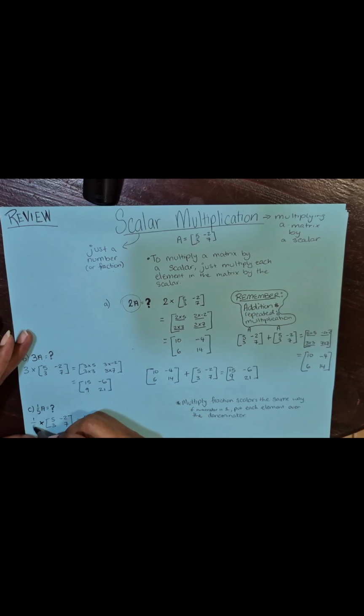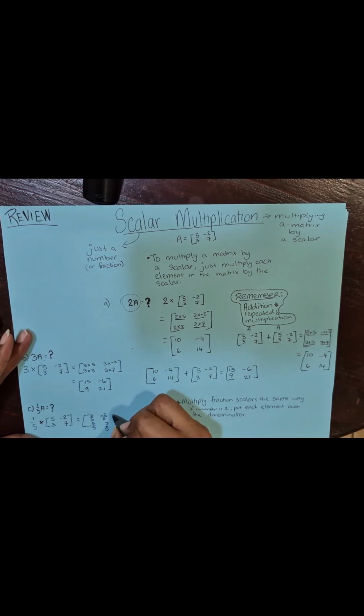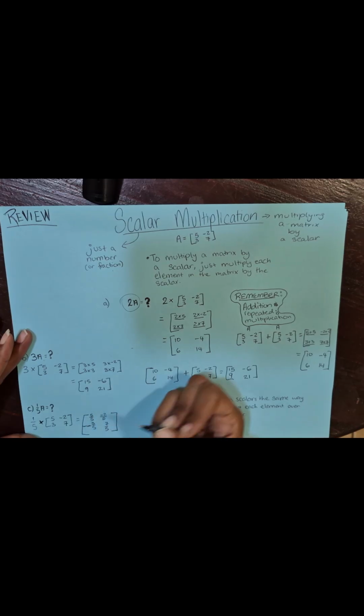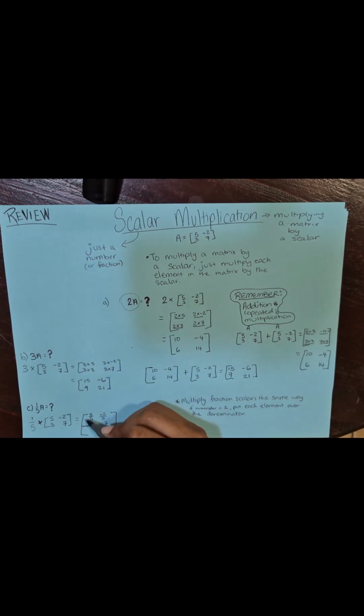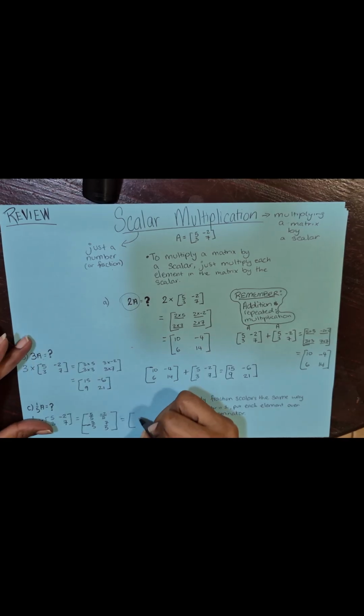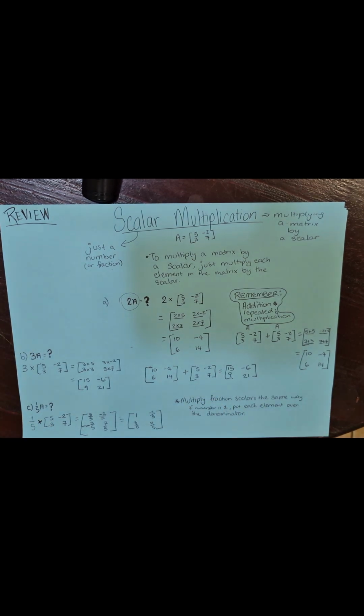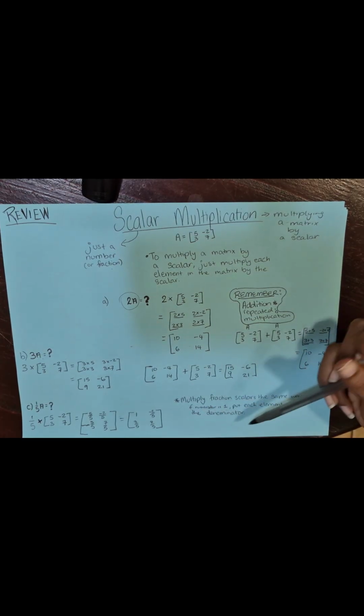So if we do 1/5 times 5, then you're basically just putting the 5 over the same denominator. If we do 1/5 times negative 2, same thing. Negative 2, you just put it over the denominator. 3 and 7, just put them all over the same denominator. And we'll simplify the easy one to simplify, which is 5 over 5 is 1. So our answer is 1, negative 2 over 5, 3 over 5, and 7 over 5. So to multiply fraction scalars, you just multiply them the same way. And if the numerator is 1, you just put each element over that same denominator.